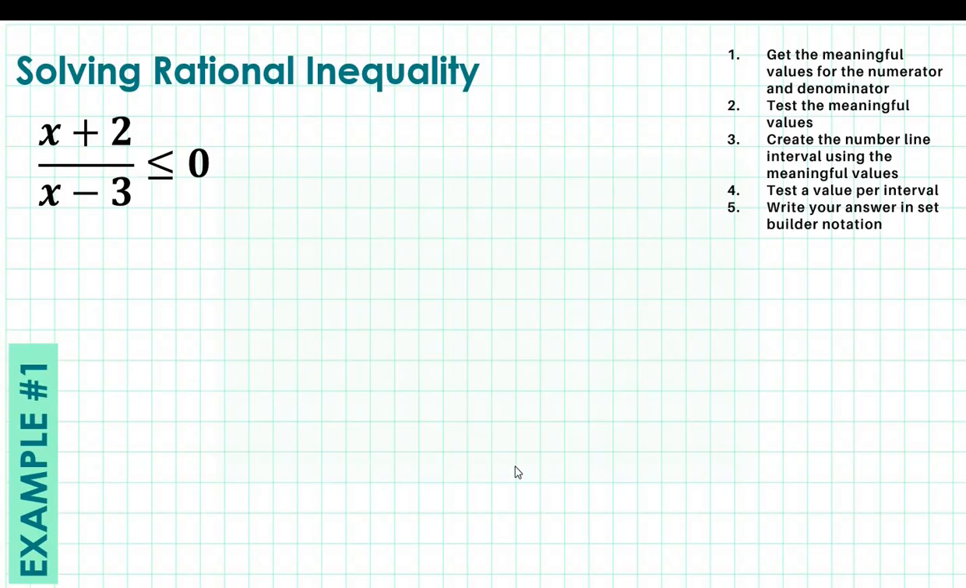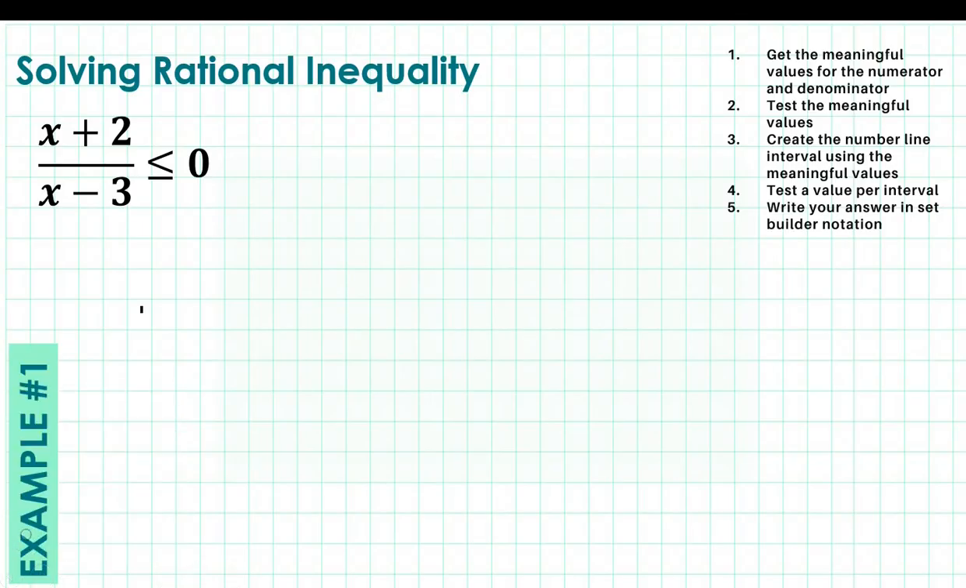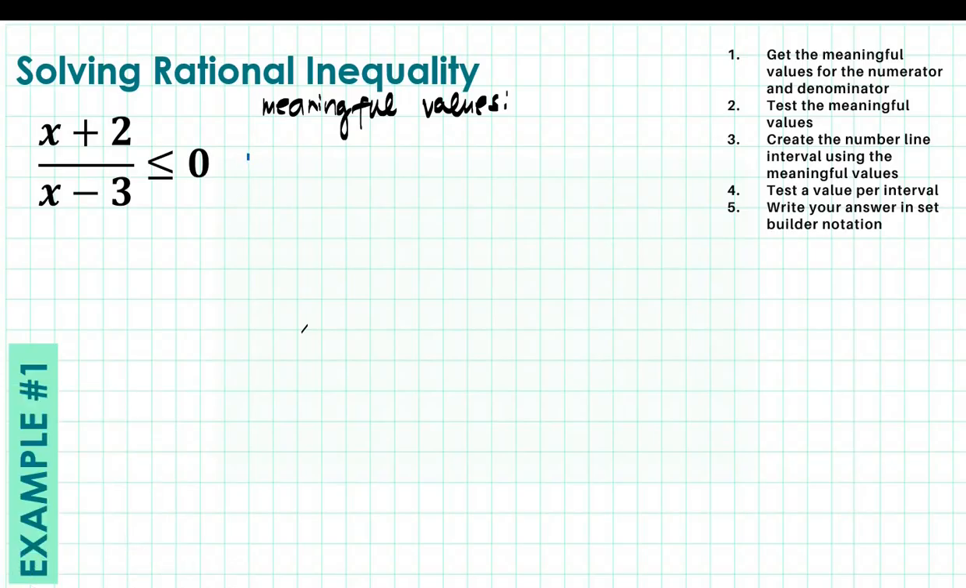For example number 1, we have (x plus 2) all over (x minus 3) less than or equal to 0. To start with the first step, we need to get the meaningful values. Again, for the meaningful values, we simply need to solve for x, each for the numerator and the denominator. So let's have our solution on this part of the slide. These are the meaningful values. So let's have the numerator first, then the denominator.